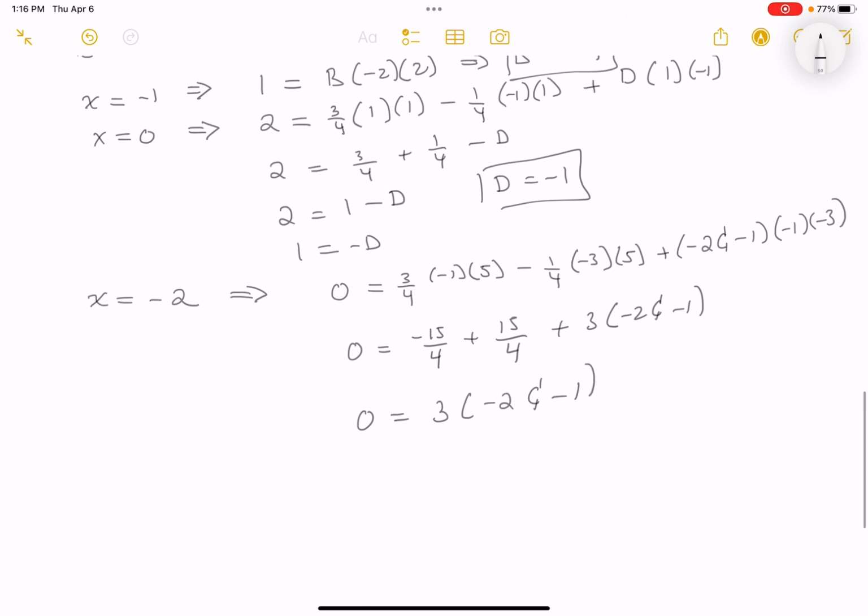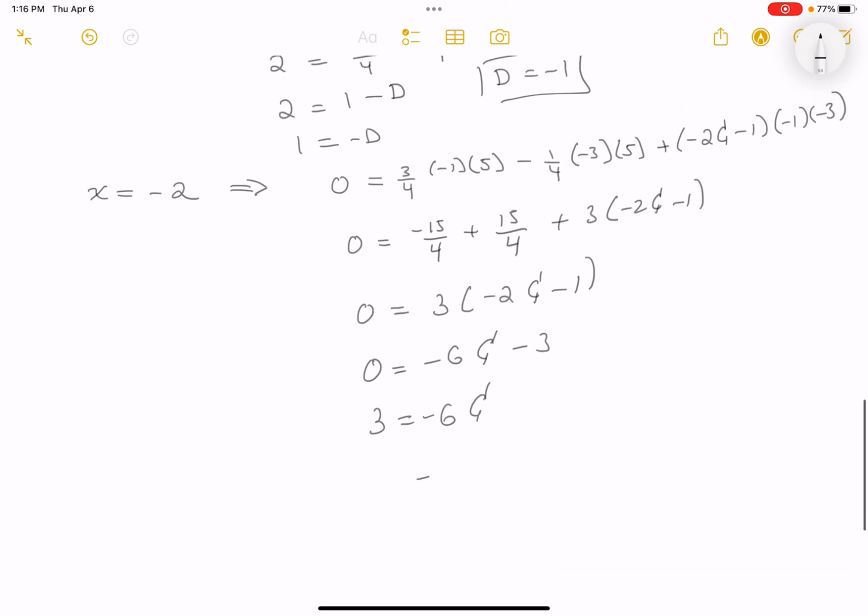Let's keep moving. You get 0. This is going to be minus 6c, minus 3. I'm going to add 3 to both sides, minus 6c, and then I'll divide both sides by minus 6. And what do you get? You get minus 1/2. All right, so I think I found them all.